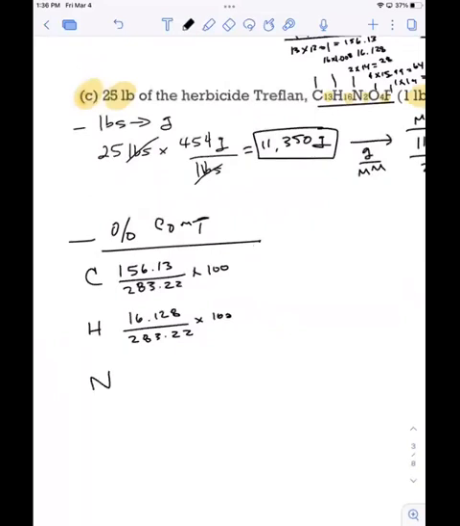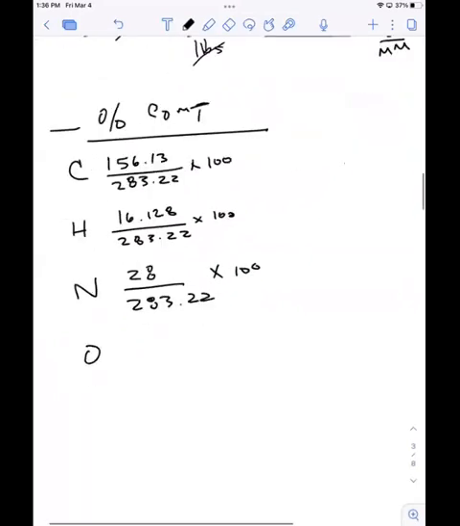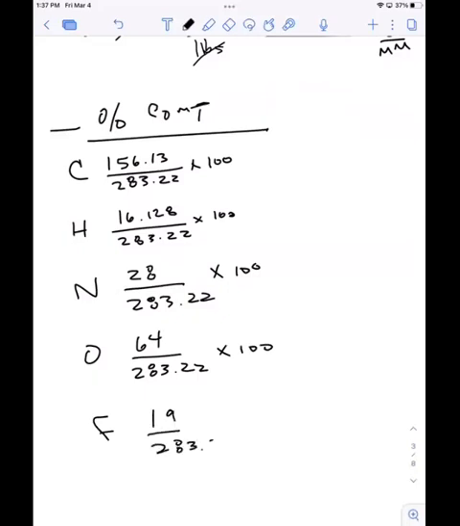For nitrogen, it would be 28 divided by 283.22 times 100. And again, the units are grams per mole, but because both numbers are in grams per mole, the units are going to cancel. All right, so for oxygen, what do we have? 64. And then fluorine was just one fluorine, so 19 divided by 283.22 times 100. All right, what do we have?